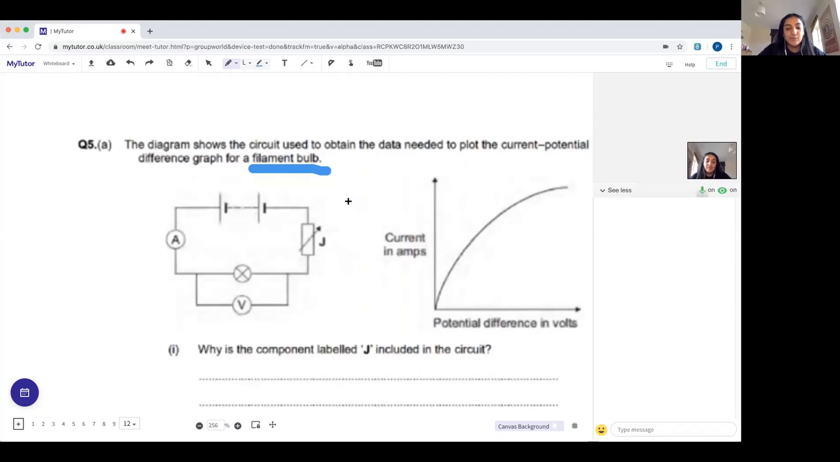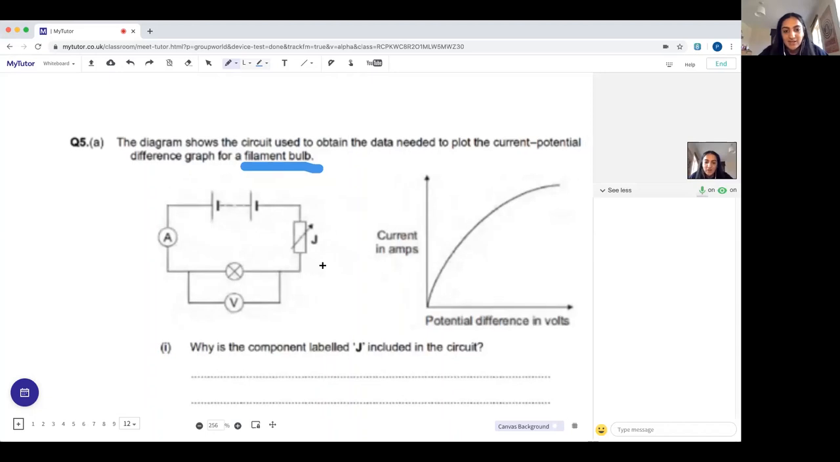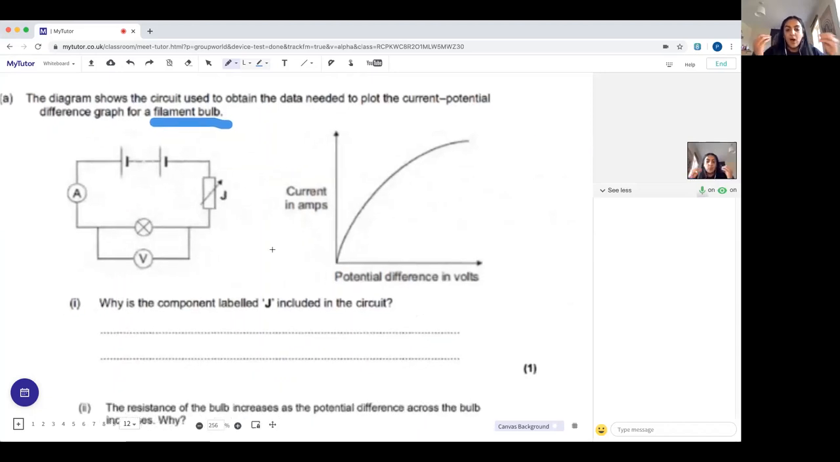Now remember, a variable resistor is one where we can change the resistance in the circuit. And if we can change the resistance in the circuit, then we can change the current in the circuit. Okay, so we have a variable resistor included in the circuit, which is labelled by J. But why is it included in the circuit? Why do we need to be able to change the resistance in the circuit? Have a think, 30 seconds, put your answers in the chat. Why do you think we might include a variable resistor in the circuit?